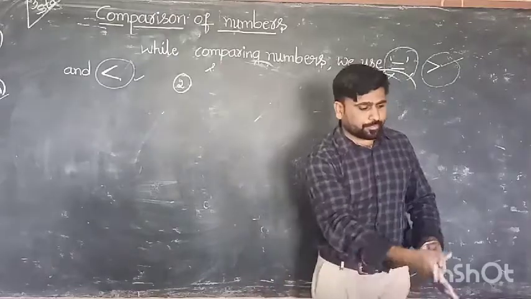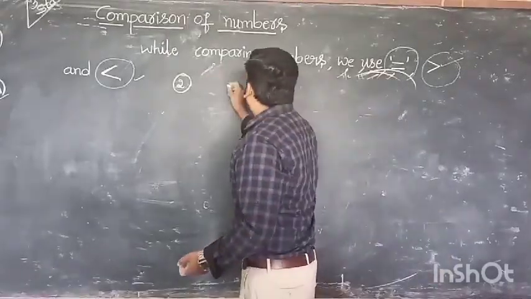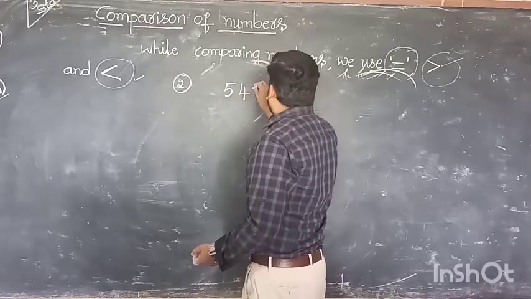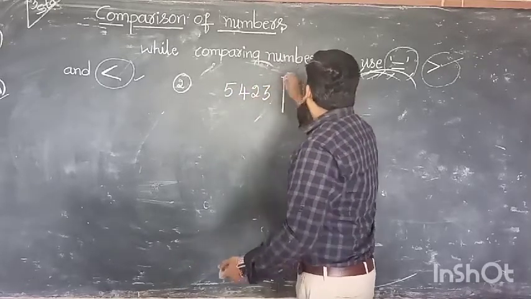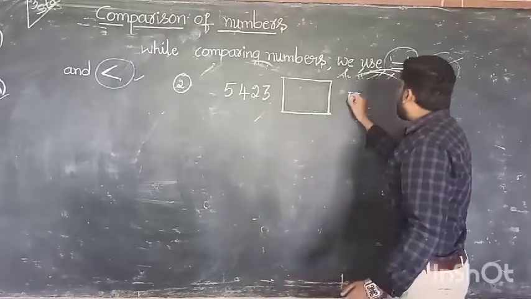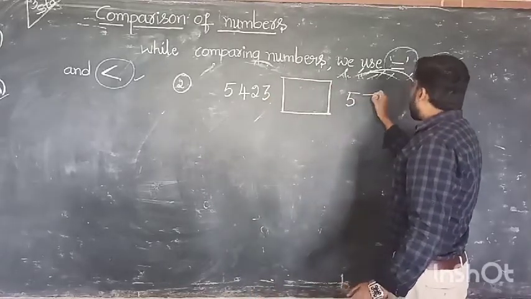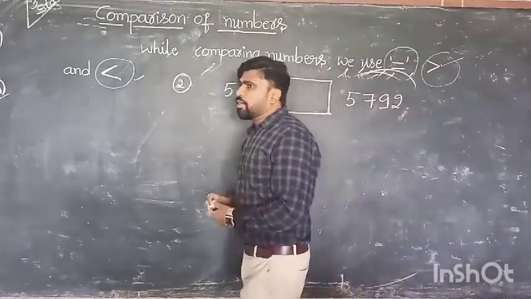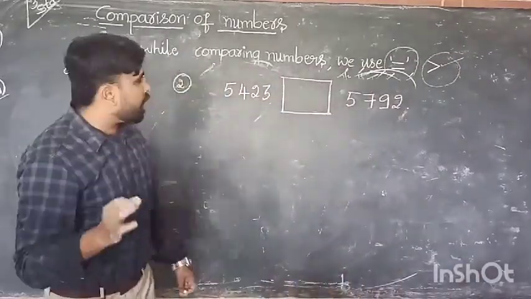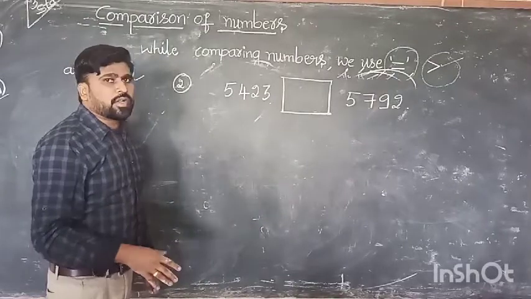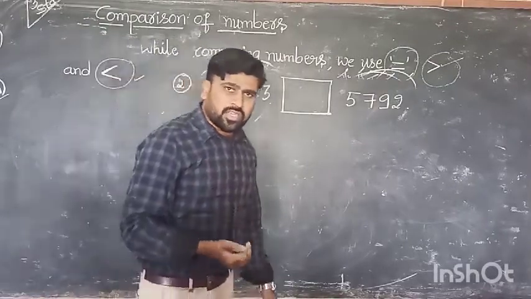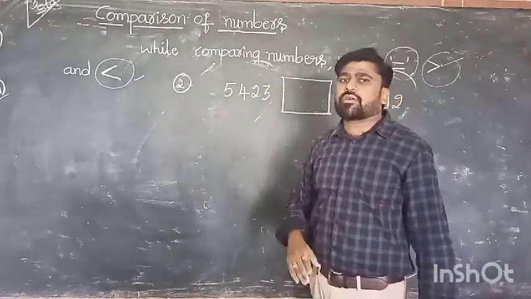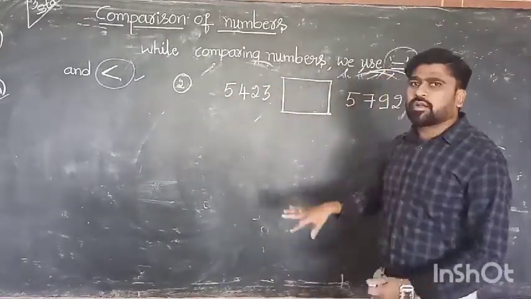See here. Again 5496. 5423 is the first number, 5792 is the second number. Clear? Now again we have to compare between two numbers.